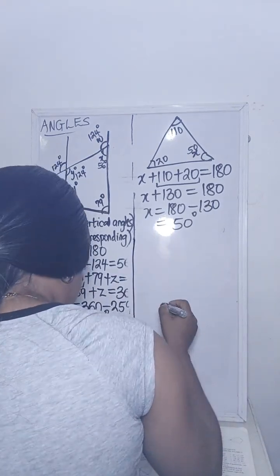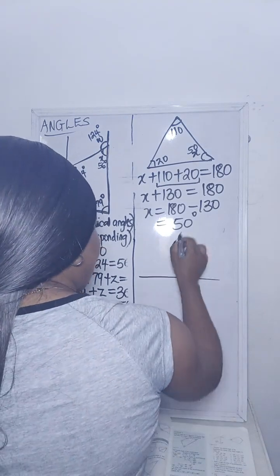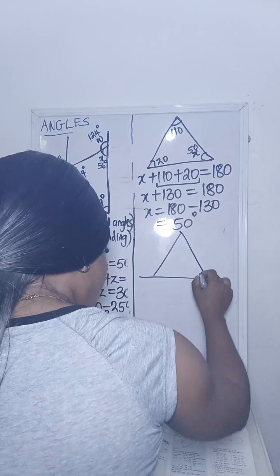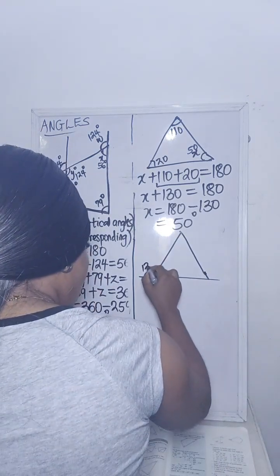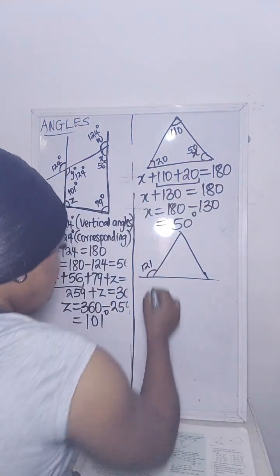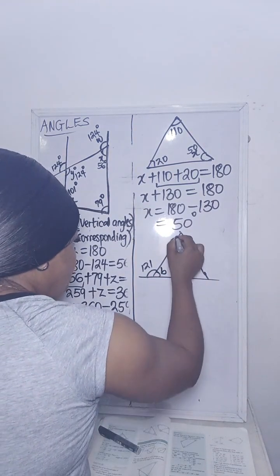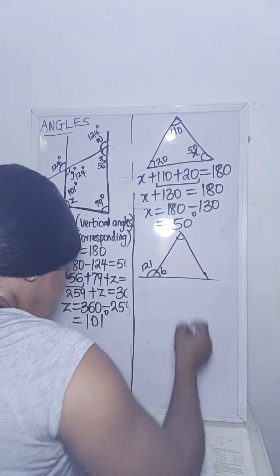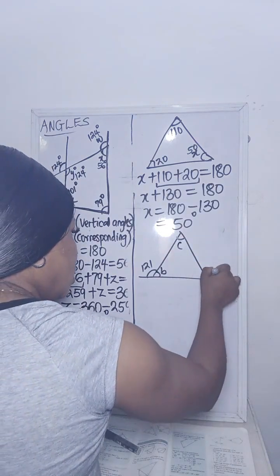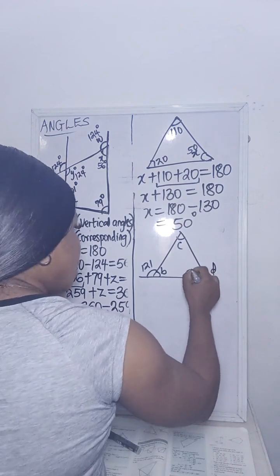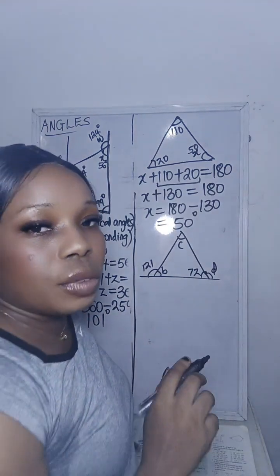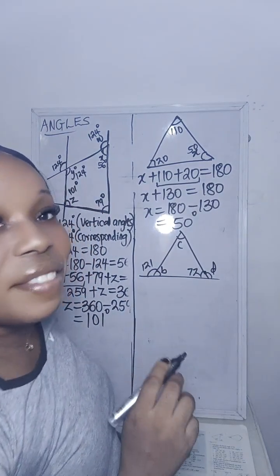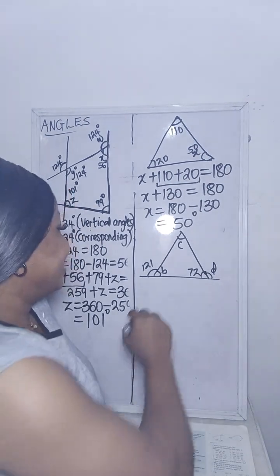I have this question here. So this is 121. This is B. This is C. This is D. And this is 72 degrees. Okay. This is a very beautiful question.